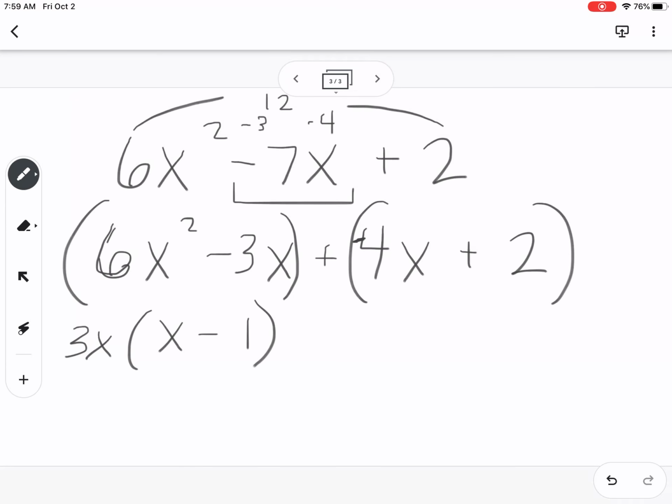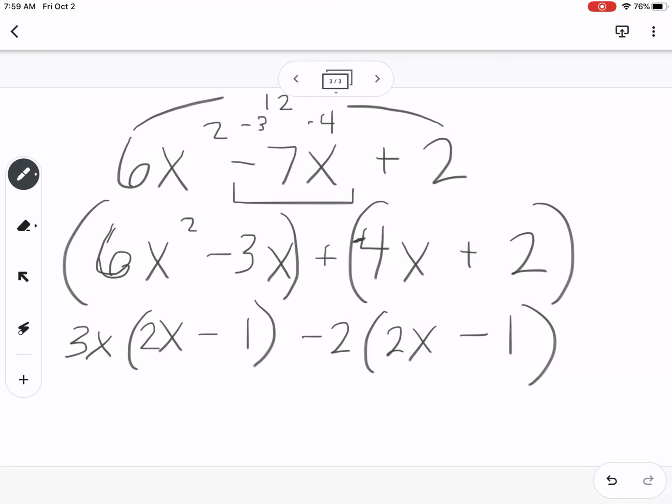And then from the second parentheses, I want that first term to be positive, so I'm going to have to take out, sorry, I did that wrong on the first one. Okay, from the second parentheses, I'm going to take out a negative 2. So I'm going to take out a minus 2. That's going to change this to a positive 2x, and this is going to change this to a minus 1.